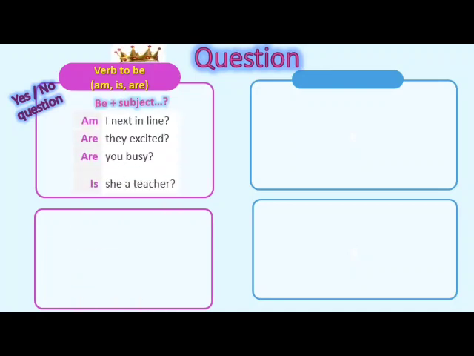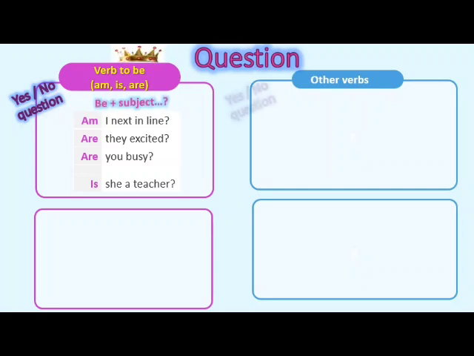The question form with verb to be: all you have to do with the yes or no question is start with the form of verb to be plus the subject. For example, am I next in line? Are they excited? Are you busy? Is she a teacher? What about other verbs?